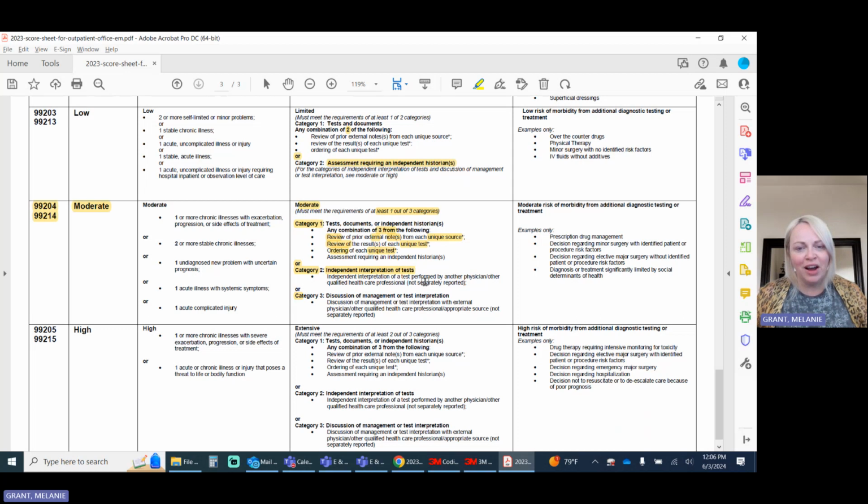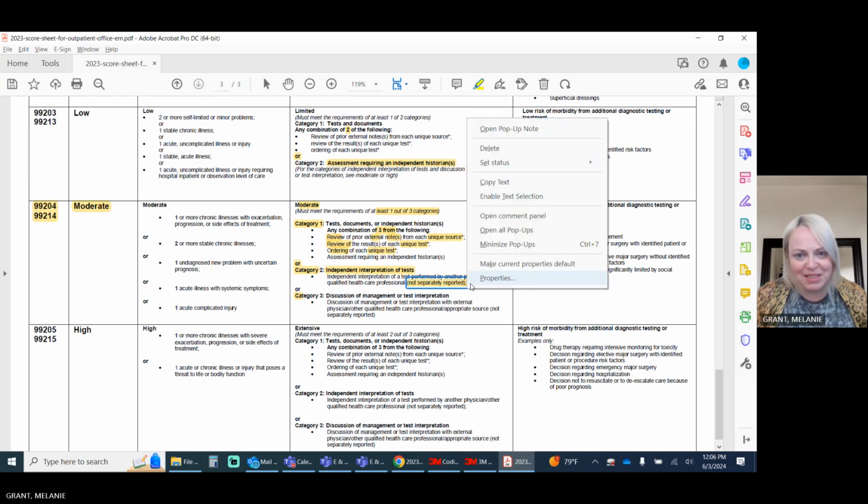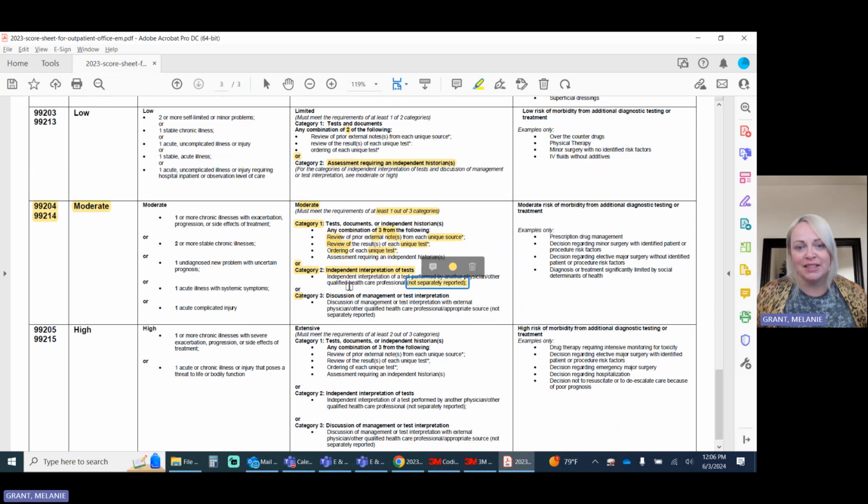Now, this is so important, they cannot separately report that test. So if it's an EKG in their office, and they bill it under their name, you cannot count that towards the E&M.